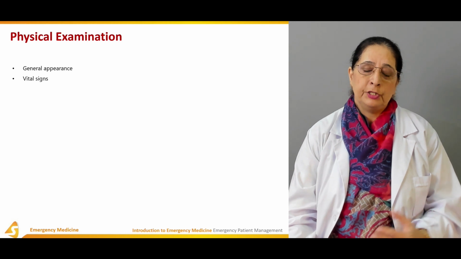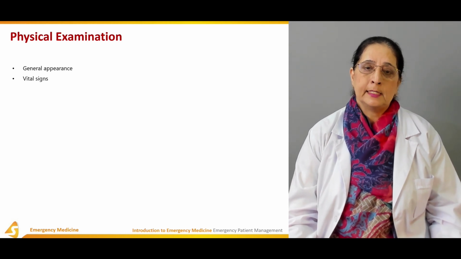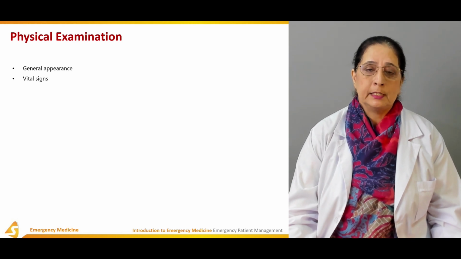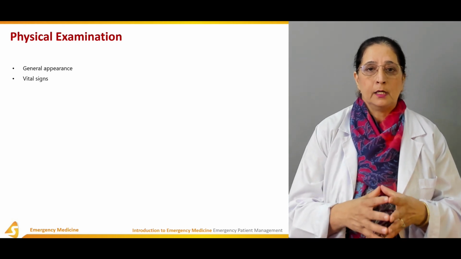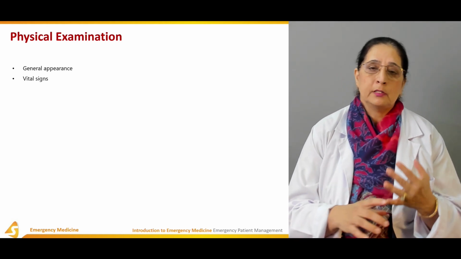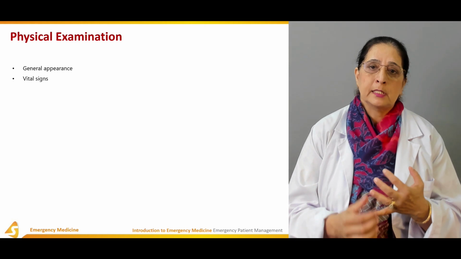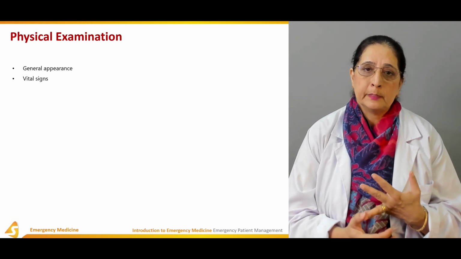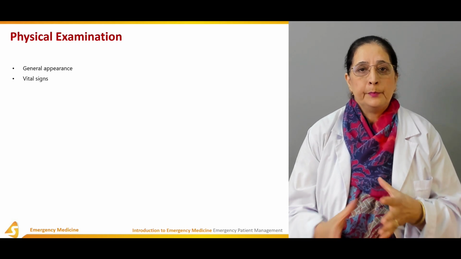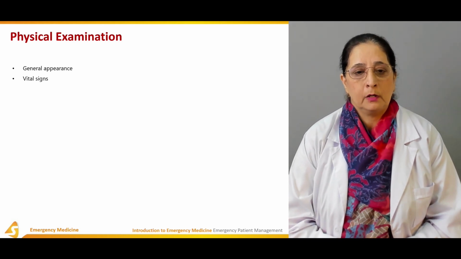Vital signs include breathing, respiration, pulse, TPR. TPR comes under the vital signs. Then we have blood pressure also. So we look for the pulse, the respiration and breathing of the person, and also whether the blood pressure is normal or not.